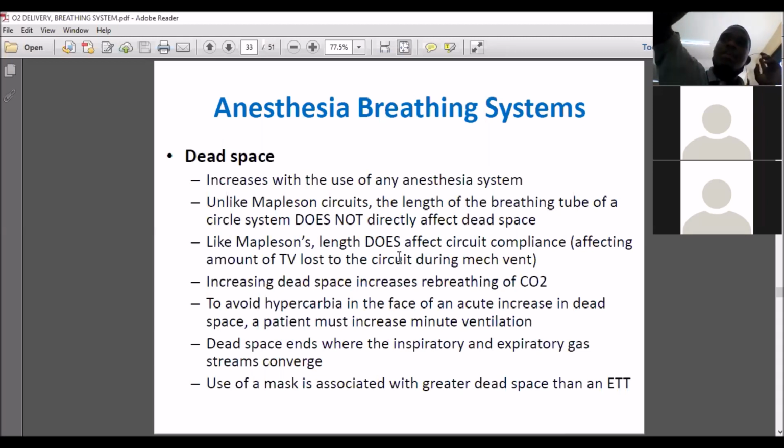That's why they made the other modification of extending the valve. It will increase the space. So unlike the Mapleson circuits, the length of the breathing tube of the system, from the thorax. But the tube system does not direct traffic.